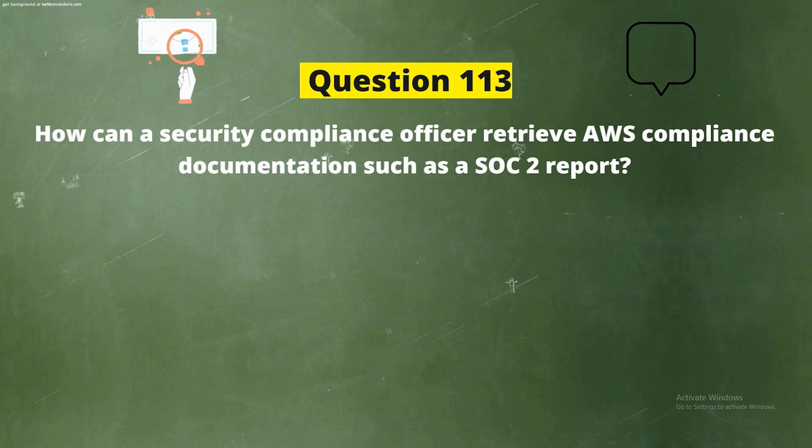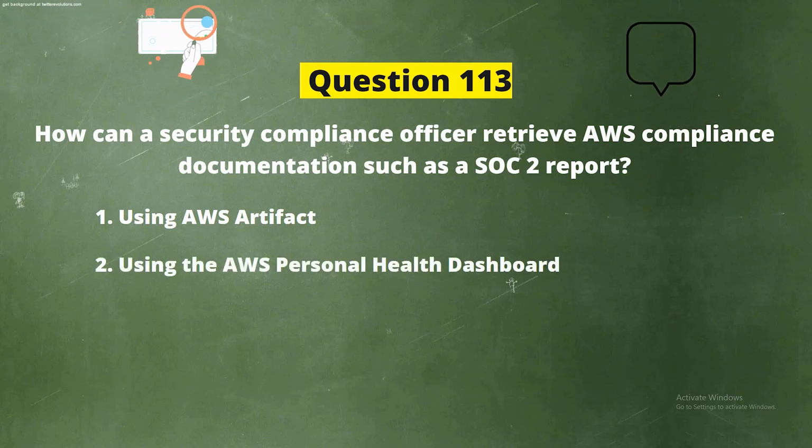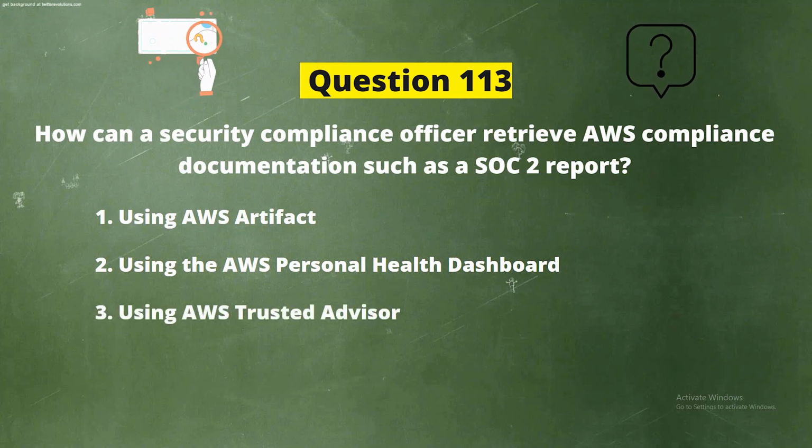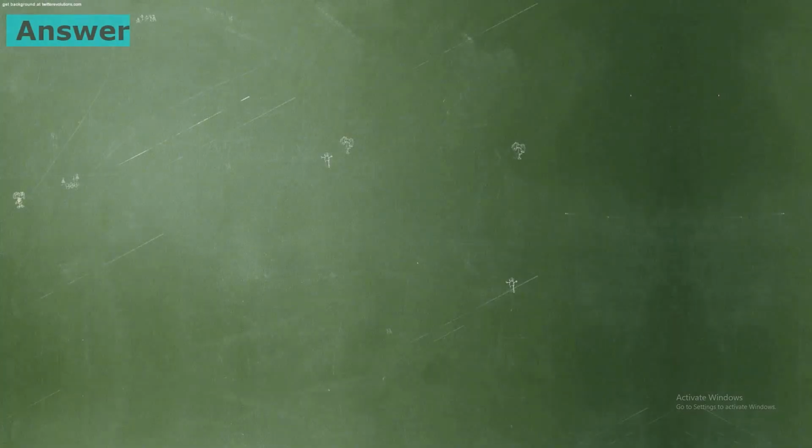Next question. How can a security compliance officer retrieve AWS compliance documentation such as a SOC 2 report? And the options are: Option 1. Using AWS Artifact. Option 2. Using the AWS Personal Health Dashboard. Option 3. Using AWS Trusted Advisor. Option 4. Using AWS Inspector. And the correct answer is: Option 1.